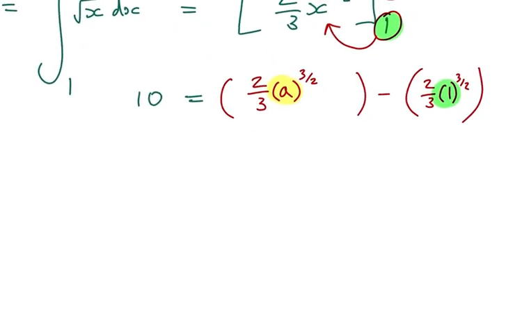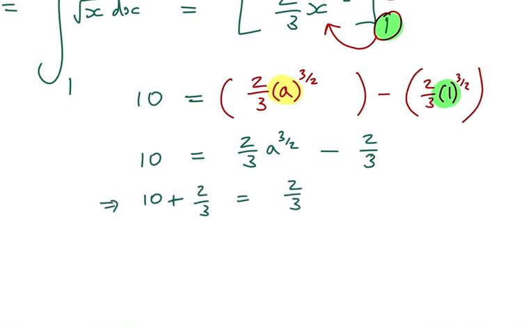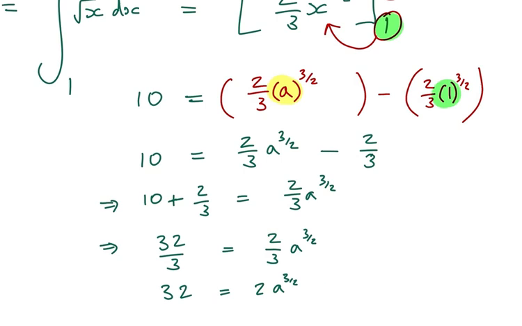And now I can simplify this even more. So I have 10 equals 2/3 of a to the power of 3 over 2 minus simply 2/3. This implies that 10 plus 2/3 equals 2/3 a to the power of 3 over 2. And now we just need to hold our nerve a little bit here. Keep going. So this is 32 over 3 equals 2/3 a to the power of 3 over 2. Multiply both sides by 3, so I get 32 equals 2a to the power of 3 over 2. And divide by 2, so I get 16 equals a to the power of 3 over 2.